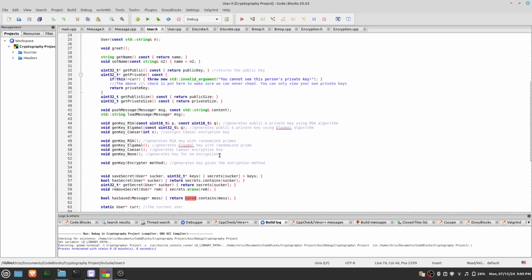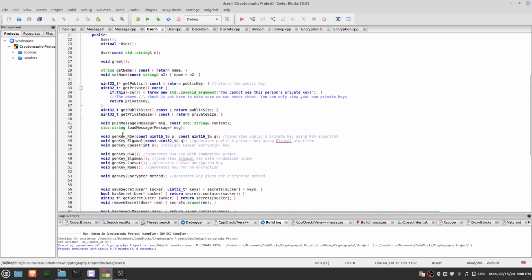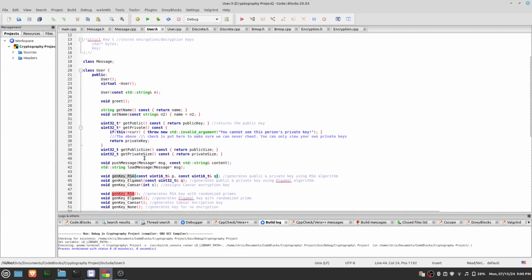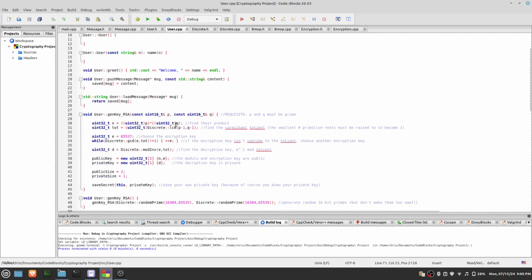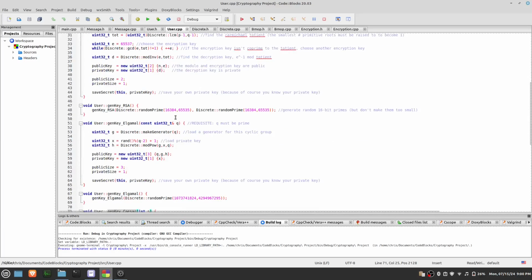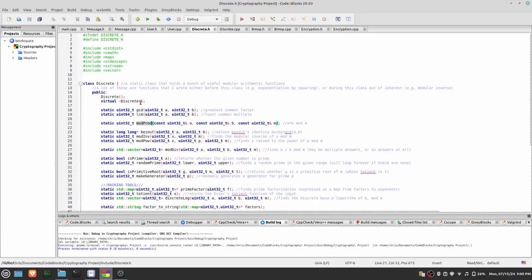But anyways, let's see. Push message, load message. Generate key. Again, we'll get to that later. Oh, and then the greet, the thing that says, "Welcome, Alice." But anyways, so here we have all that. Discrete. Okay, so here's where we start to get into the encryption and stuff.